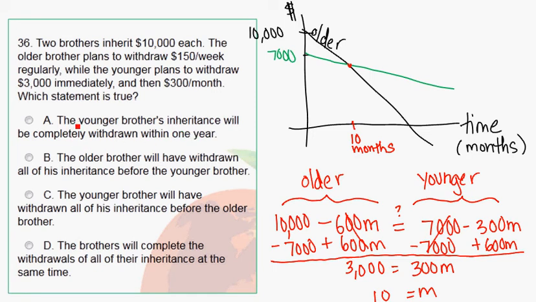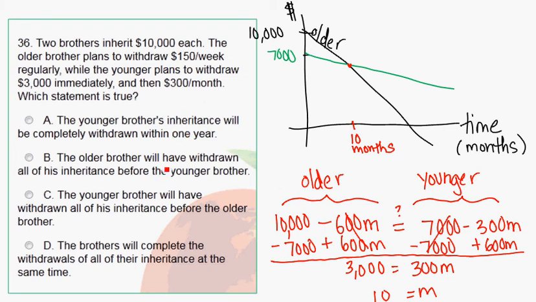First choice says the younger brother's inheritance will be completely withdrawn within 1 year. So that's just going to be a little bit over our intersection point. That doesn't seem reasonable, but you certainly could compute it by substituting 12 in for m. Since we have an expression for the younger brother, that would be saying that 7,000 minus 300 times 12 would have to be either 0 or negative. But a quick computation shows you that he still would have more than $3,000. So choice A is not correct.